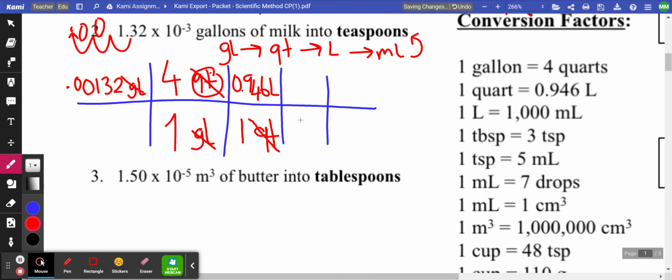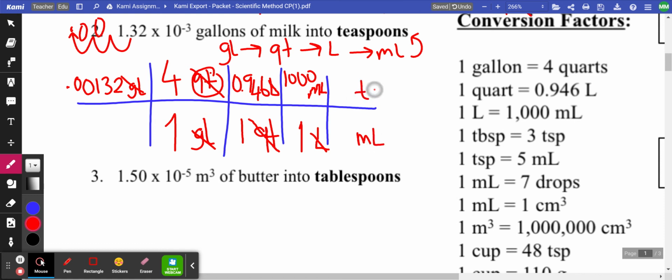I have now liter. What is my next unit on the bottom so I can cancel out the liter on the top? Liter, right? And I'm converting liter to what? Milliliter. So I'm going to put milliliter on the top. And 1 liter equals 1000 milliliter, right? I'm just going to put that down like this. Okay, now I can cancel out the liters. As you can see, we're canceling out diagonally. Now I have milliliter, so I'm going to have milliliter on the bottom in the next conversion factor.